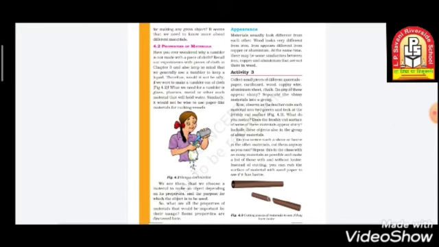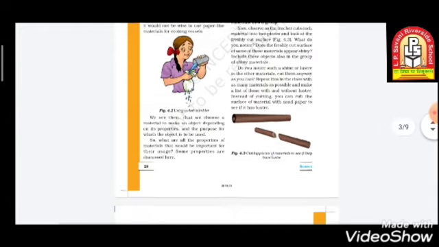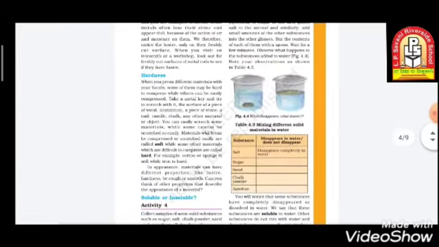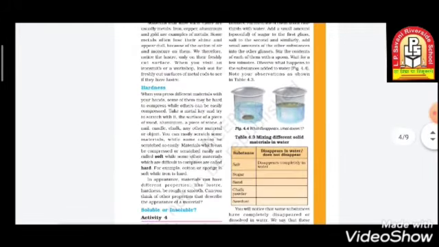Materials usually look different from each other. Wood looks very different from iron. Iron appears different from copper or aluminum. At the same time, there may be some similarities between iron, copper, and aluminum that are not there in wood. So all the materials which are used look somewhat different from each other. Here is the activity for appearance, but as we have completed it, I'll move to the next property of the material, which is hardness.